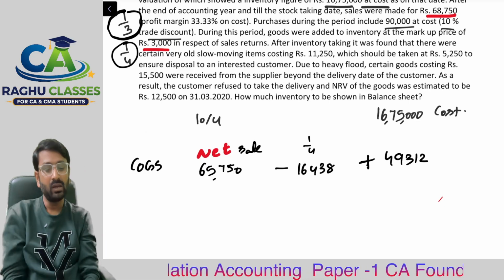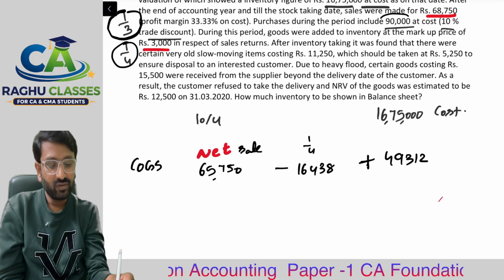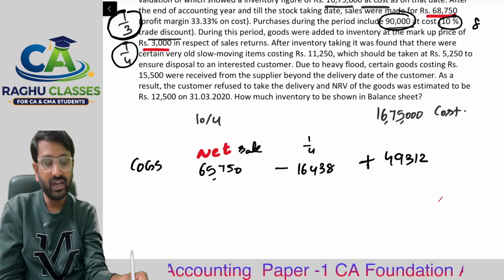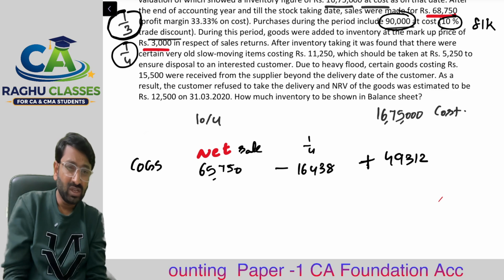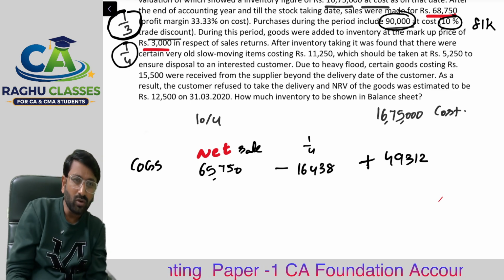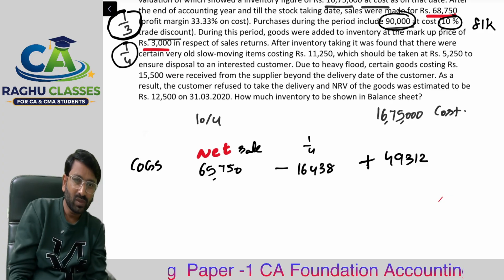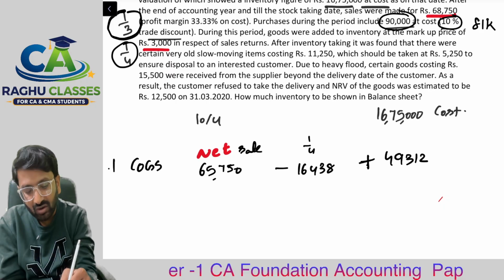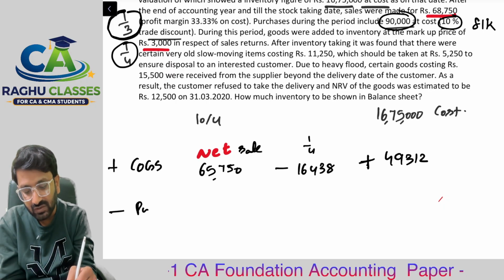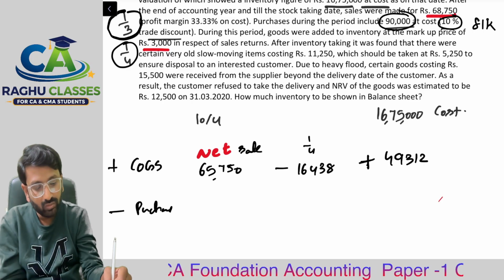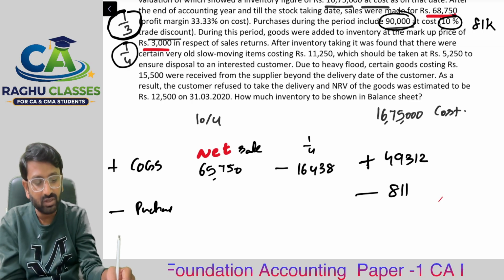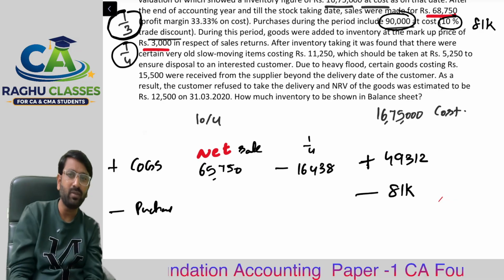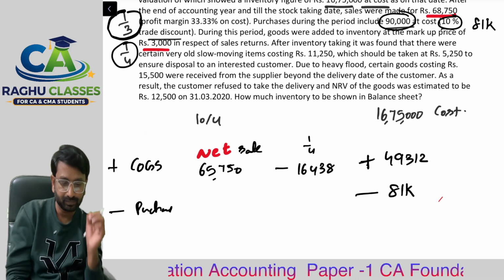Next one, you made a purchase of 90,000, 10% discount. So can I say 81,000 is what? This 81,000 you bought after 31st March, which means as on 31st March, this item was not there with you. So I'll remove the purchases. So remove 81,000 because I am not the owner of this item as on 31st of March.